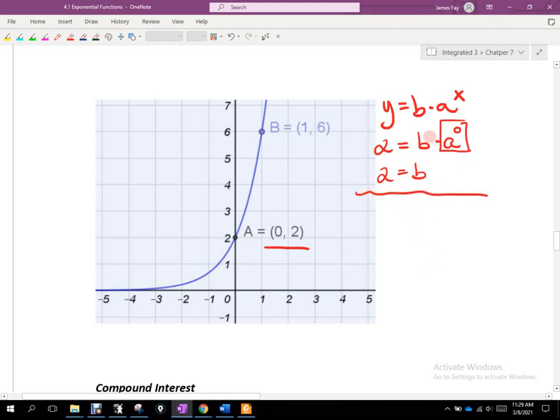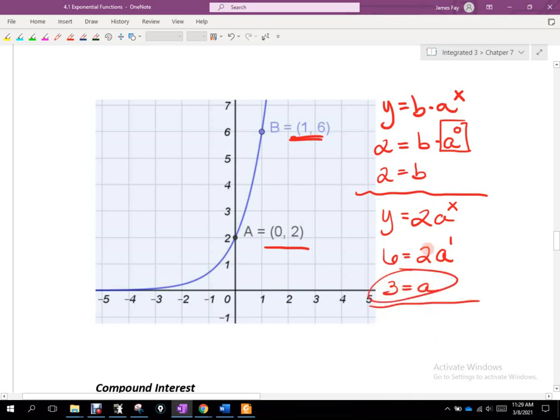Okay. So then we're going to do it all over again, but now I know b is 2. Now I want to use that point right there. Y is 6. 2 times a to the first, right? And it's a little bit different because it's a to the first. How do I solve for a here? Divide by 2. Good. So I get 3 is equal to a. Now I know a and I know b. I'm going to rewrite that original as y equals 2 times 3 to the x.